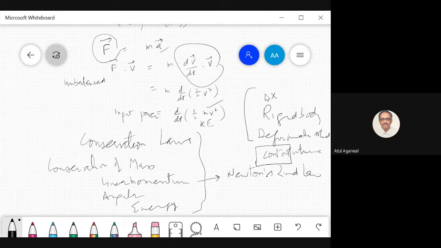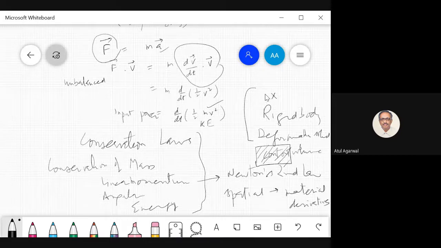Basically, you see all Newton's laws are applied to a particle. You can't say Newton's law is applied to a control volume. This is just a concept. Only thing is how you go from spatial description to material description. So from spatial, you have to go to material. You need material derivatives.